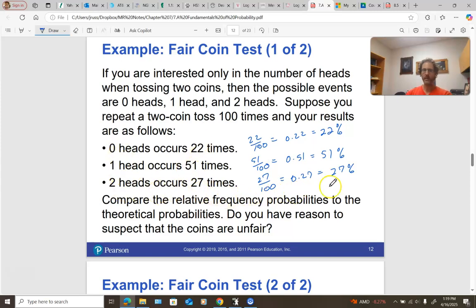So what we want to do now is compare these probabilities with the theoretical probabilities. And furthermore, do we have reason to suspect that the coins are unfair? If a coin is unfair, that means both sides are not equally likely to occur. In fact, the coin is weighted in such a way that one side tends to come up more often. You can imagine people would use unfair coins for purposes of cheating. But if these probabilities are close to the theoretical probabilities, then we don't have any reason to suspect that the coins are unfair.